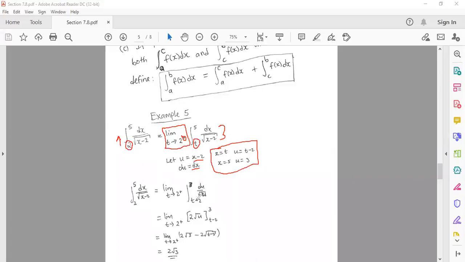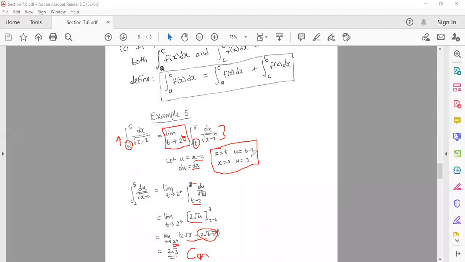Now, if you do that, you end up with new bound that is from t minus 2 all the way to 3. And if you integrate, you end up with 2 root of u. Substitute upper bound minus lower bound, you end up with something like this. When t tends to 2 from the positive side, if you put it in this root, notice you get 0. Right? If you put 2 in there, square root of 2 minus 2 is 0. You just end up with 2 root of 3. There we go. So it's convergent. All right. Convergent.